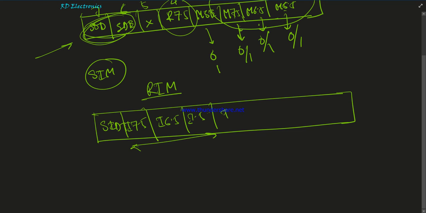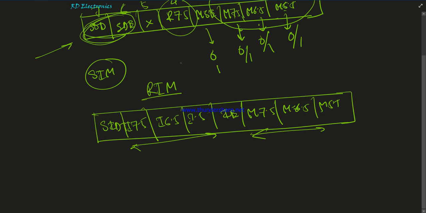This is interrupt enable. If 1, this is enabled, and the 3 bits are M7.5, M6.5, and M5.5. This is the interrupt mask. If 1, these bits are masked. So this is not for setting, this is for reading purposes. The RIM instruction checks for a pending interrupt. So this is the RIM instruction.